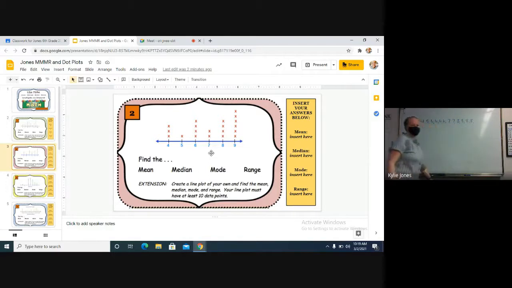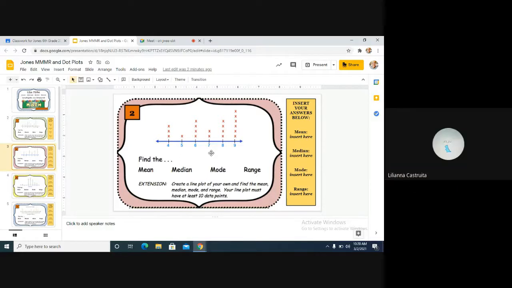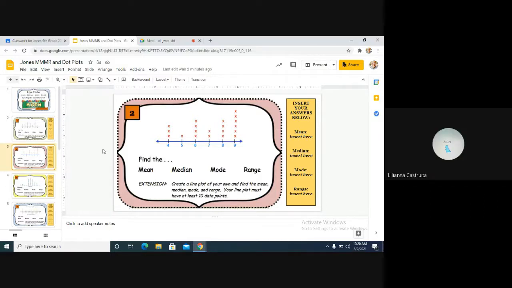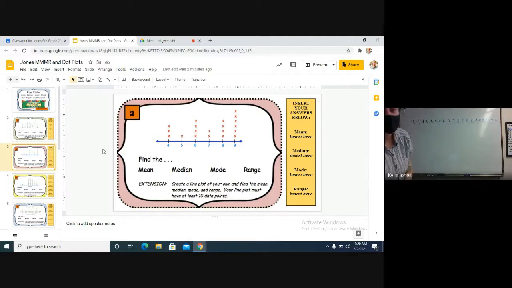Okay, and then the last part, how many 9s? 1 2 3 4 5 6. Good. Whew, that's a long set of data. But wait, how many 8s? Sorry, Sarah? How many 8s? There are 4 8s, so there's 4 x's. So that means that you have to write 8 4 times.